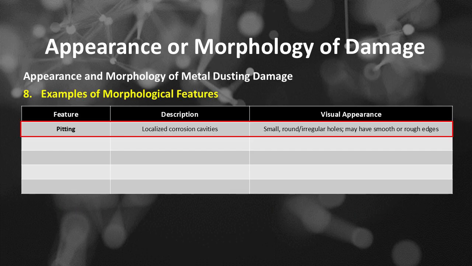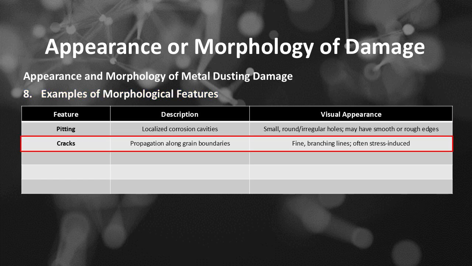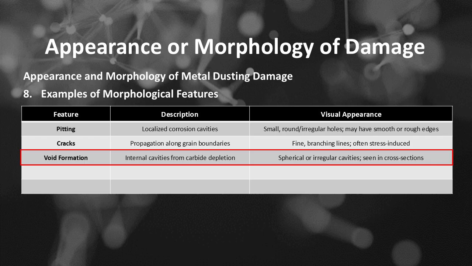Summary of the examples of morphological features: if the feature is pitting, that is described as localized corrosion cavities, then the visual appearance is commonly small, round or irregular holes, which may have smooth or rough edges. If the feature is cracks, that is described as propagation along grain boundaries, then the visual appearance is commonly fine, branching lines, often stress-induced. If the feature is void formation, that is described as internal cavities from carbide depletion, then the visual appearance is commonly spherical or irregular cavities, seen in cross-sections.